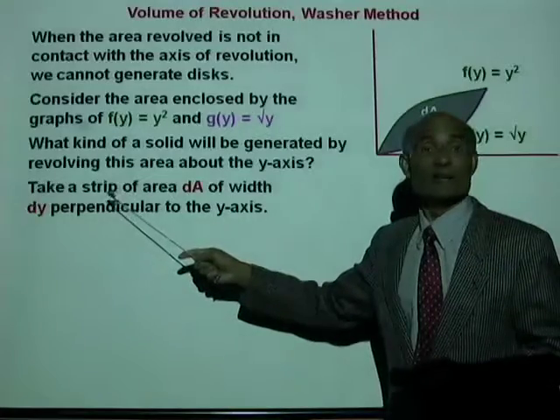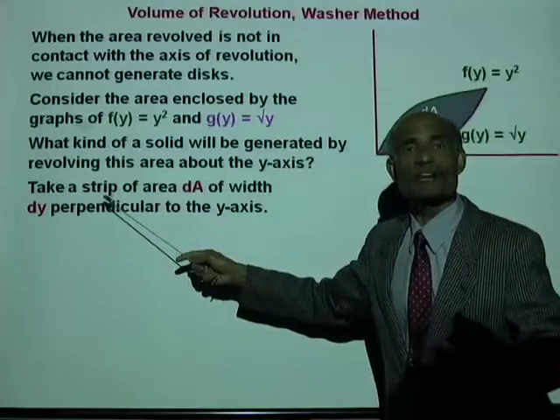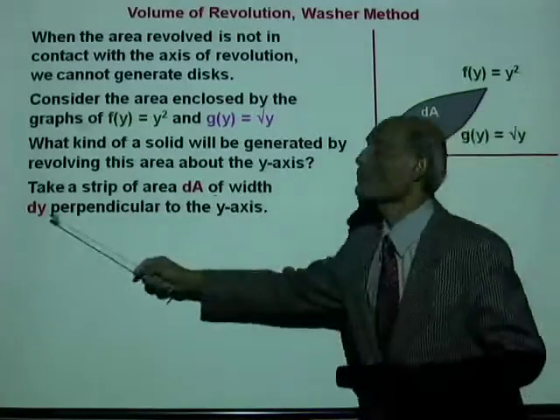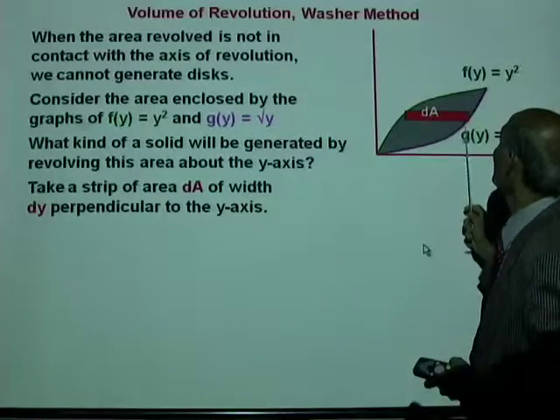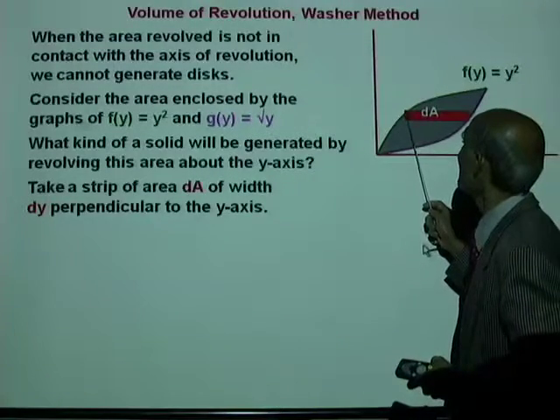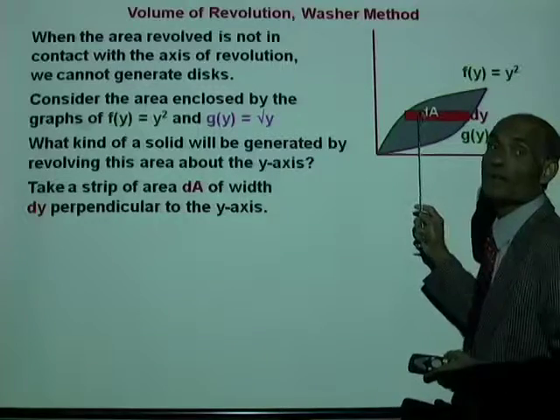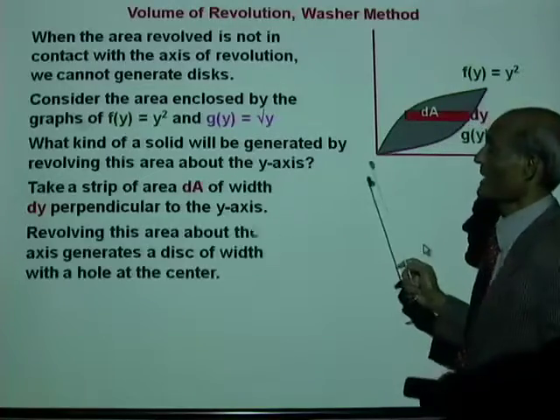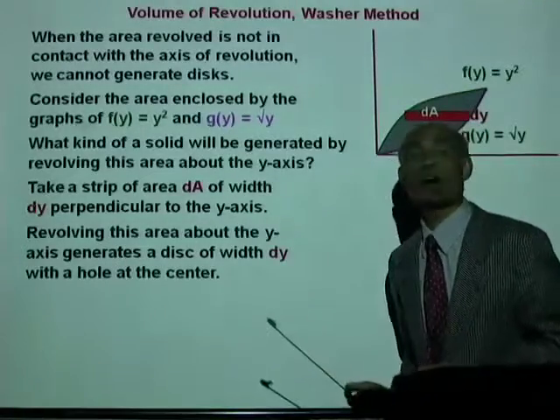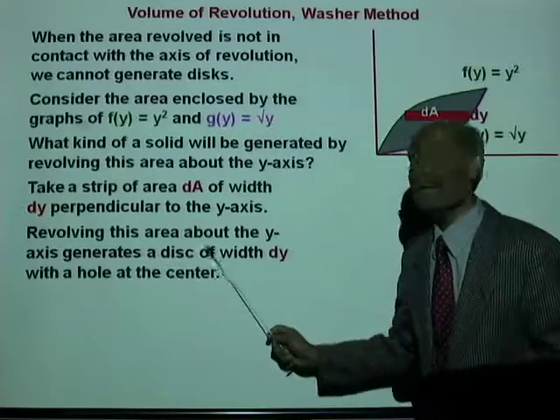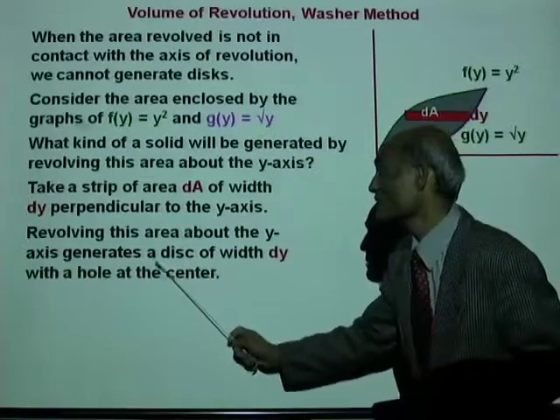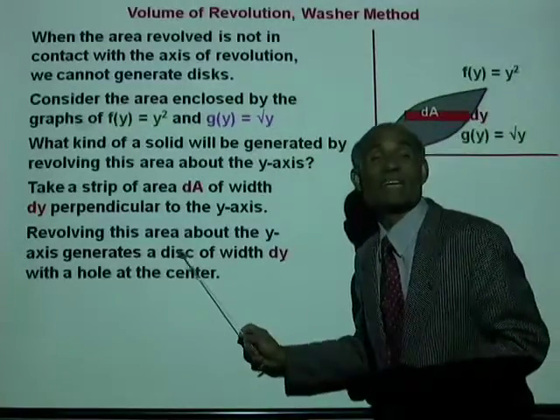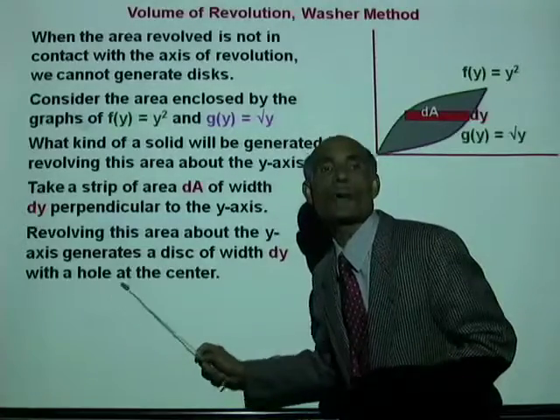Well, let's approach this the same way as we did with the disk. Take a strip of area dA of width dy. Now, this is the area dA and the width of that is dy. And you notice that this area is not touching the axis of revolution. Now, revolving this area about the y-axis generates, is that correct to say, a disk of width dy? Yes, it generates a disk with a hole at the center.